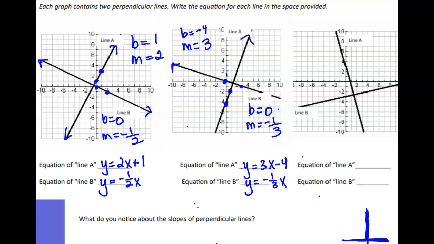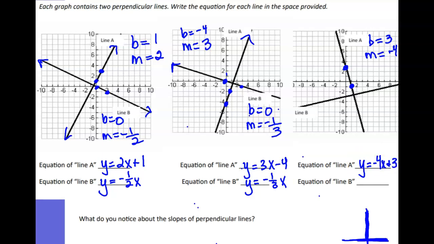All right, so now I look at the third example, and we've got line A. My y-intercept right here is crossing at 3, so my b is 3, and my slope is going to be, let's use this 1, 2, 3, 4 over 1. So it's actually go down 4 and to the right 1, so my slope is negative 4. So the equation of the line is y equals negative 4x plus 3.